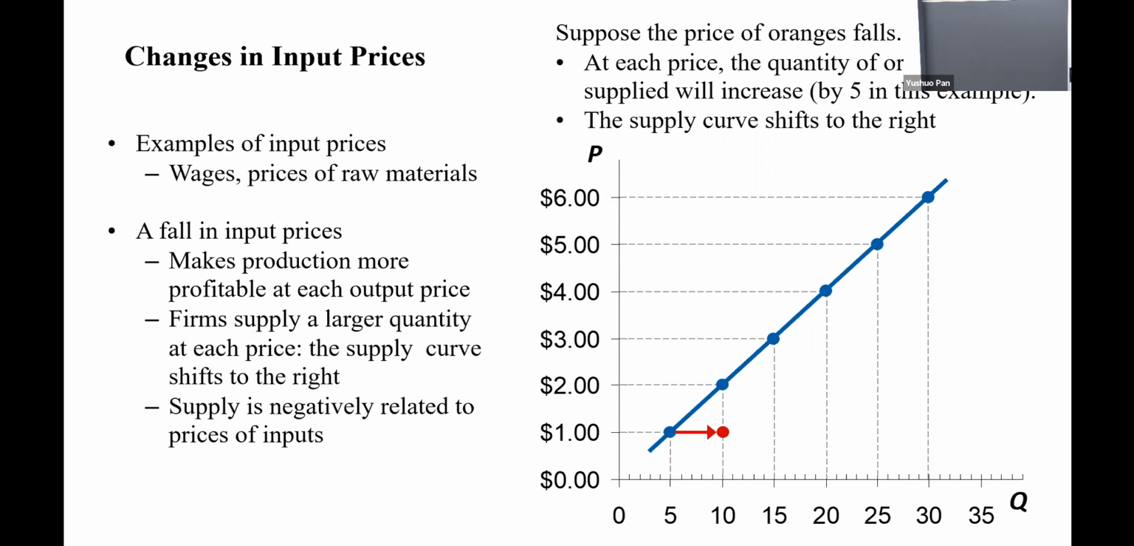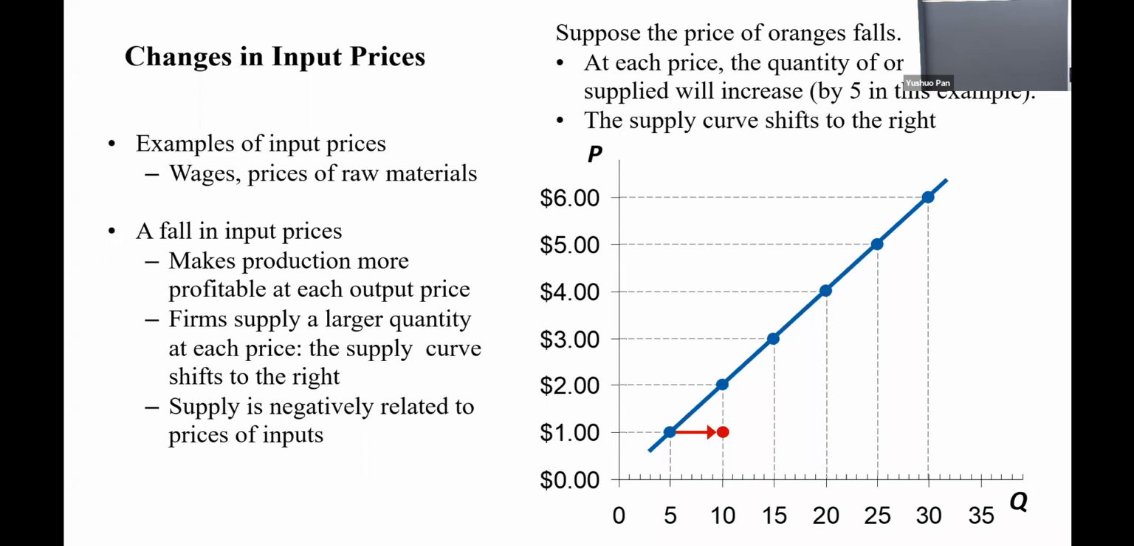buy more materials or inputs. In that case, I can produce more product, sell it, and make more profit. Firms supply a larger quantity at each price, so the supply shifts to the right. Supply is negatively related to the prices of inputs.